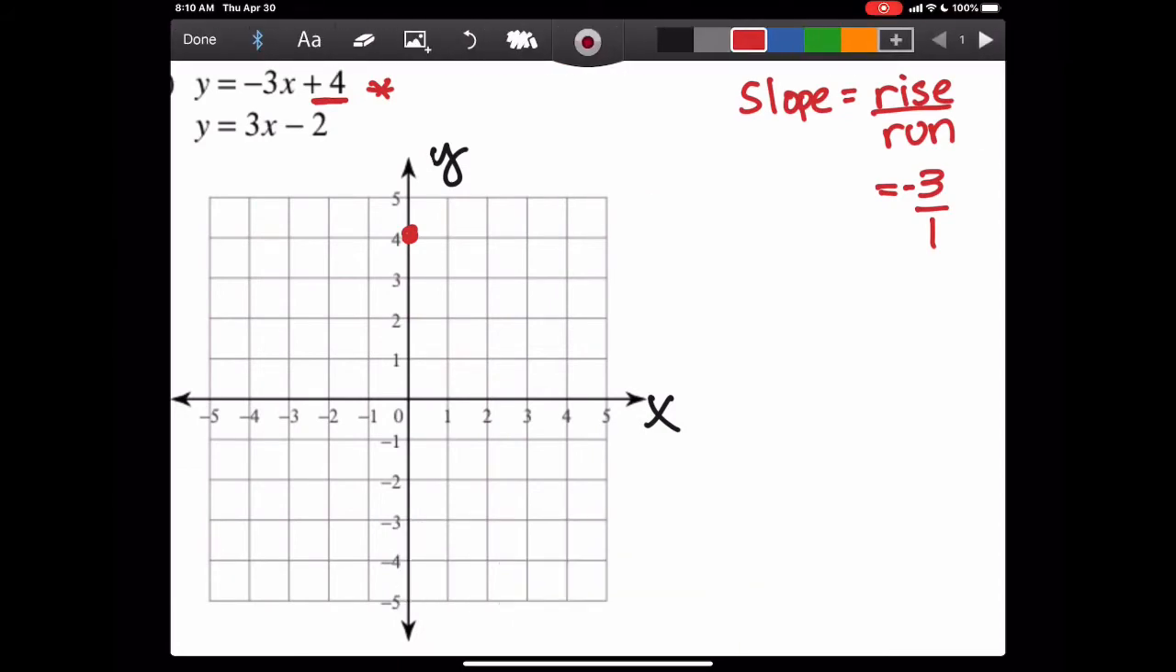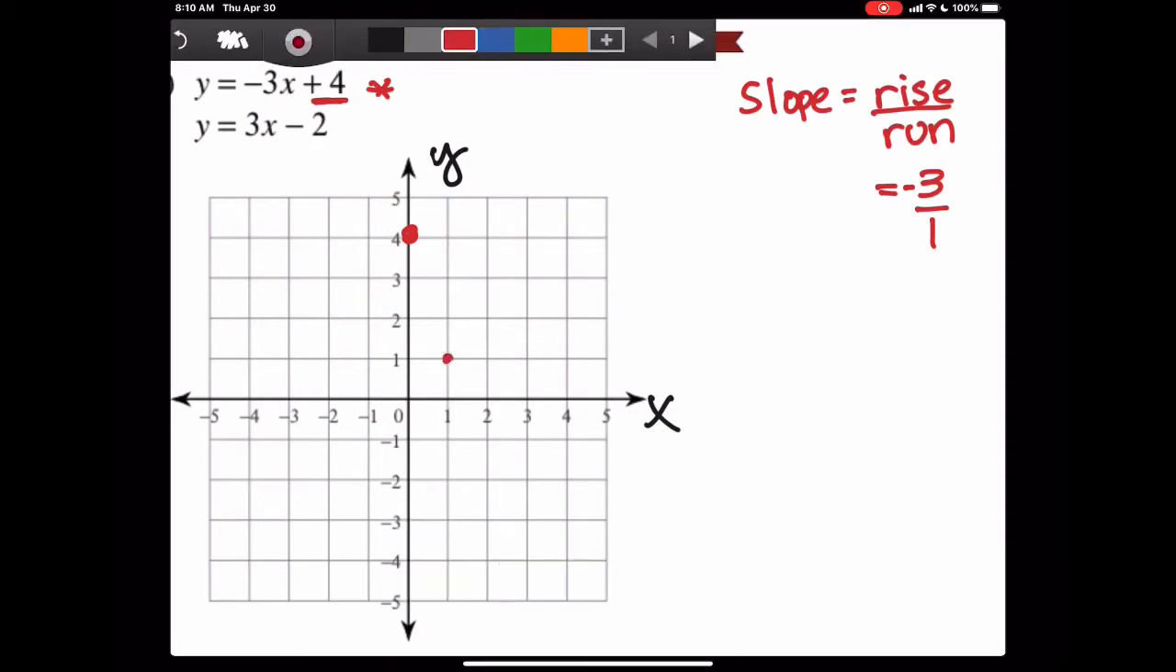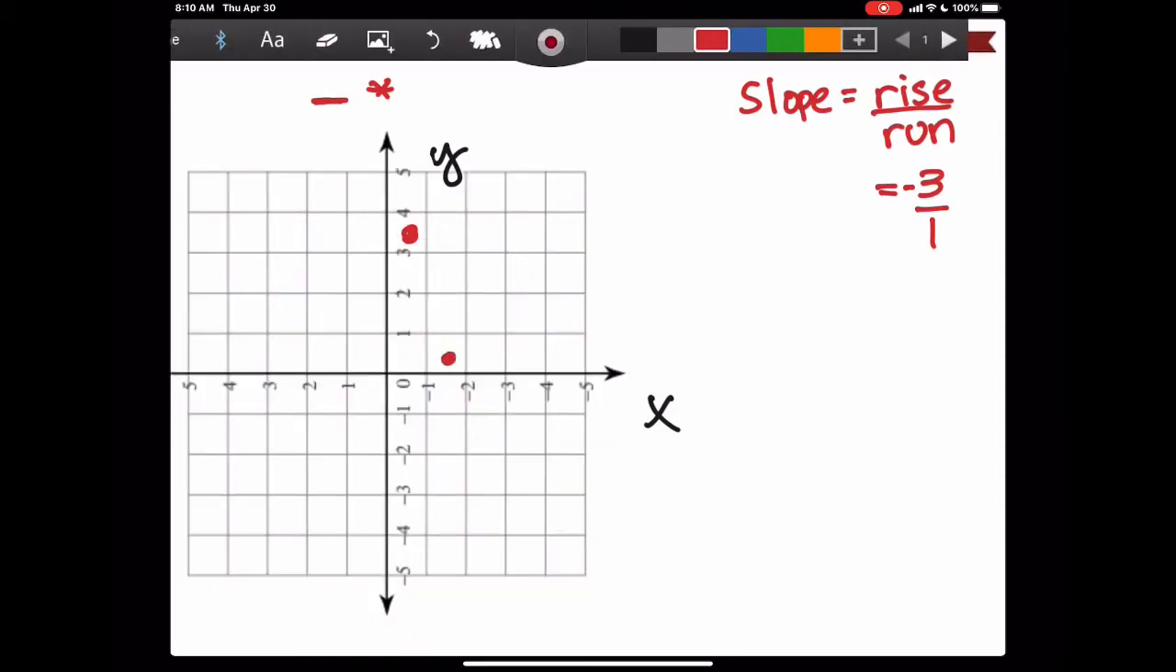So I'm going to count down 3: 1, 2, 3, and over to the right 1. And I'm going to put a point there.